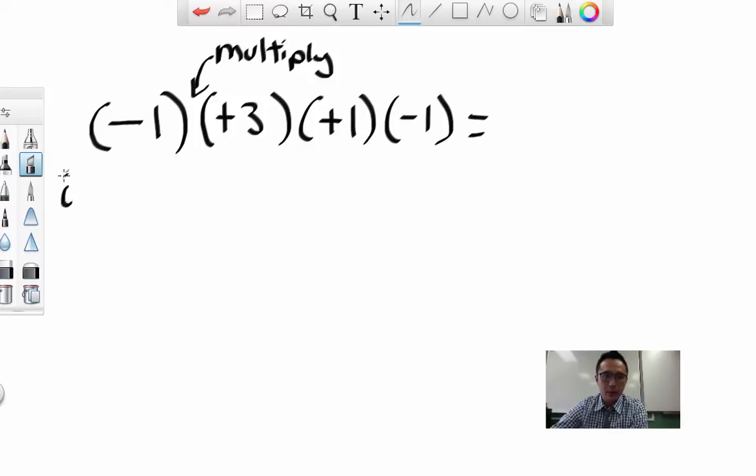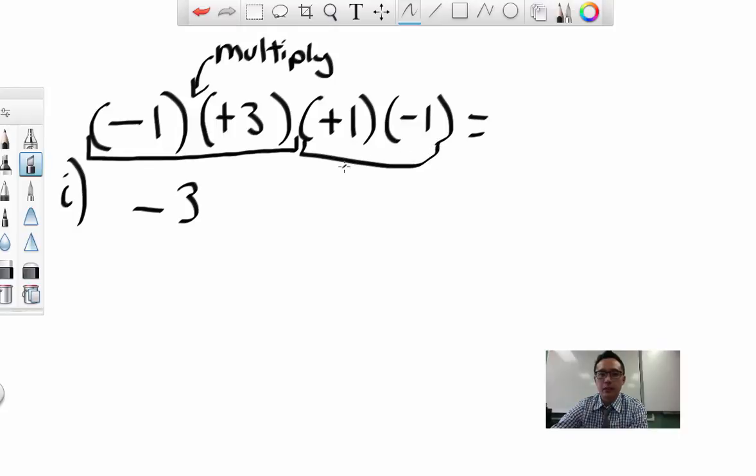Step 1: do the first two. What's negative 1 times positive 3? Since they're multiplying, negative and positive makes a negative. 1 times 3 is 3. And since I didn't do anything to these two, I'm just going to take them and drag them down, copy and paste them into the next step.